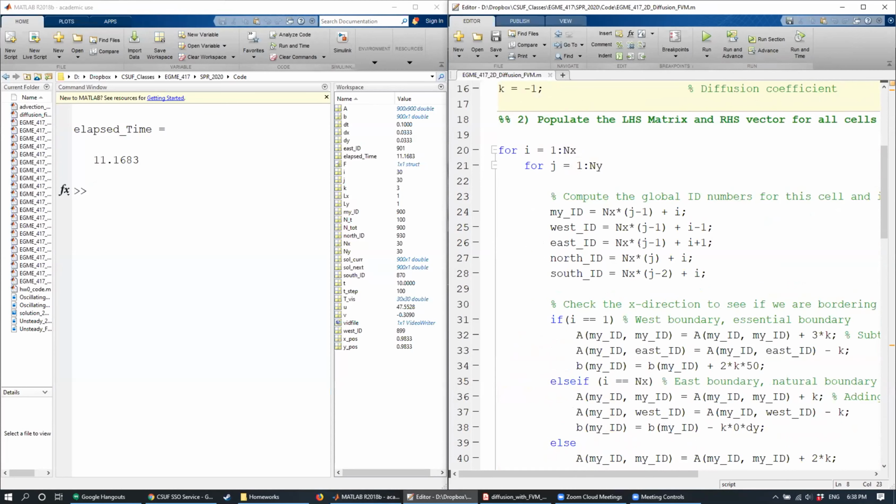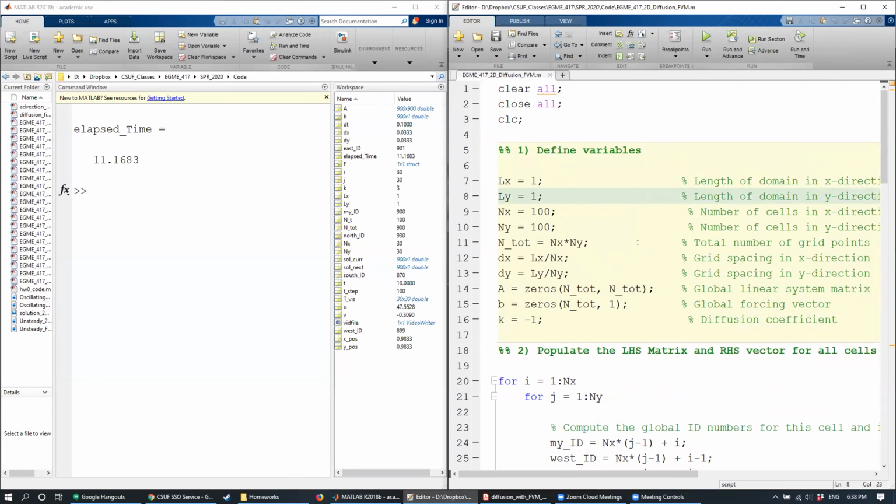So since we're almost out of time, I want to go through this quickly. Section 1 of the code is basically the same as all section 1s. Here we are just defining all of our variables. We have the length of the domain, nx, the number of cells in x, and ny, the number of cells in y. Then we compute our total number, and then we have dx and dy, which is our grid spacing, and then we have our matrices right here. And just like we did in the hand calculations, we set our k value here to -1.